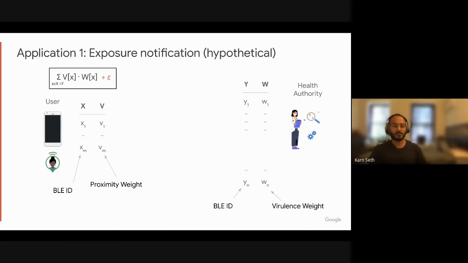One way we would be able to figure out whether or not to notify the user is perhaps by computing an inner join, private join and compute. That is, we might have the user compute the product of the proximity weight and the virulence weight for users this user was near and who also turn out to be sick later. We may want it to be computed privately so that we preserve both the user's privacy and the privacy of other sick users. And this value would be used to determine whether or not to show an alert to the user.